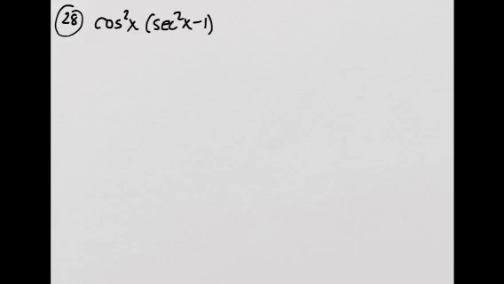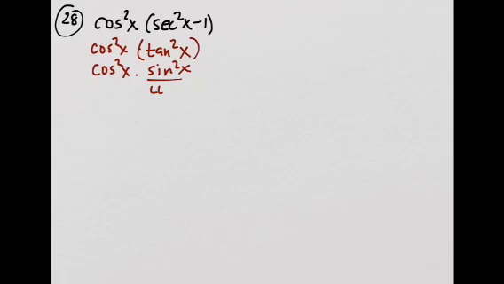Alright, so number 28, I'm just going to bring down the cosine squared x for now. And then in the parentheses, that's actually tangent squared x. It's one of the Pythagorean identities, rearranged. And so that's what it equals. And so tangent, I'll copy this one down again. And this is sine squared x over cosine squared x. And so the cosine squared cancels out, and you're left with sine squared x. And that's a new group of problems, and that one's letter C.